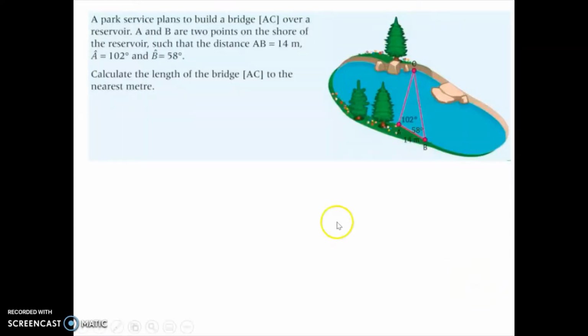Look at this problem here. It's a little bit of a word problem. We have everything we need. See if you can find the length of the bridge AC, which is from here to here across this lake.